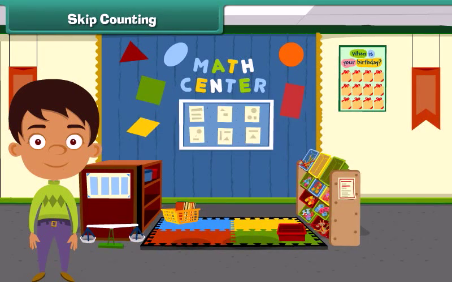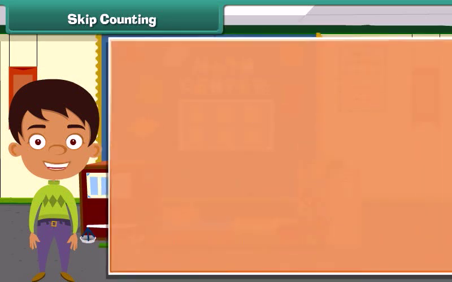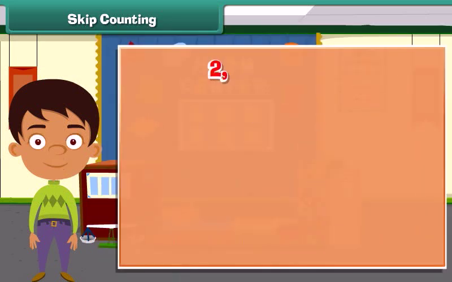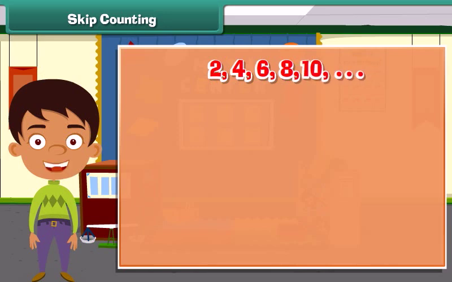Skip counting. Skip counting helps us to count many things quickly. It also helps us to learn multiplication tables. Skip counting by 2 looks like this: 2, 4, 6, 8, 10. It simply means we skip 2 places and arrive at the next number. Here, if you observe, the difference between any 2 adjacent numbers is the same, and it is 2.